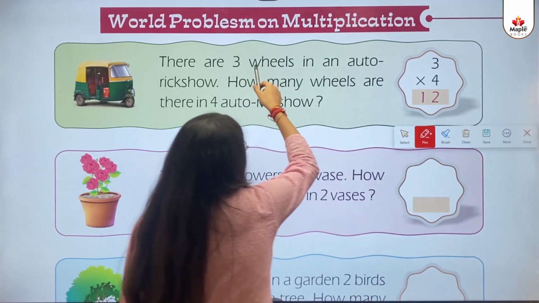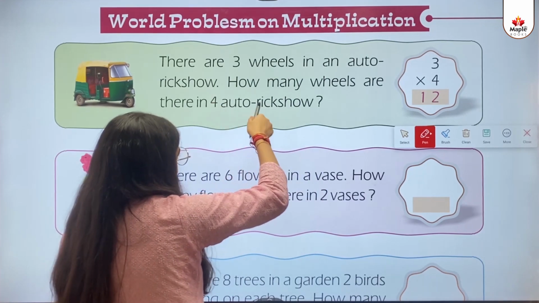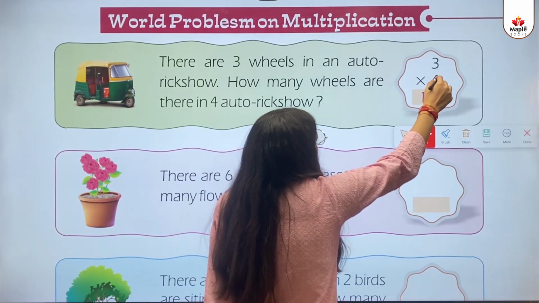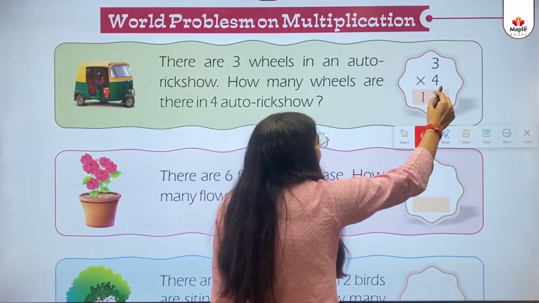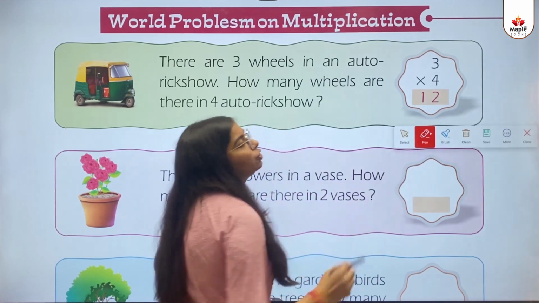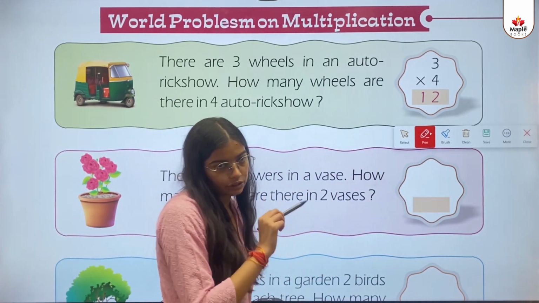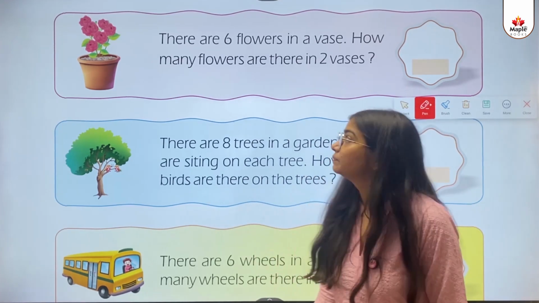So the question is asking how many wheels are there in 4 auto rickshaws. So 3 wheels are there in 1 rickshaw. So the question is asking about the 4 auto rickshaws. So we'll multiply it by 4. So what will we get? 3 4s are 12. So that's how we solve these types of questions. So now we will do the remaining ones.